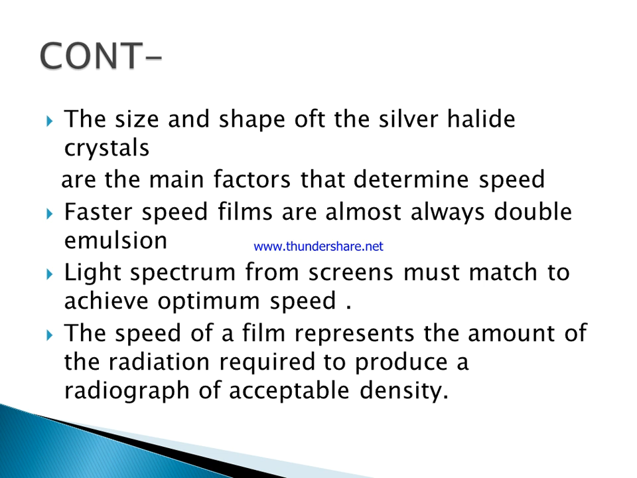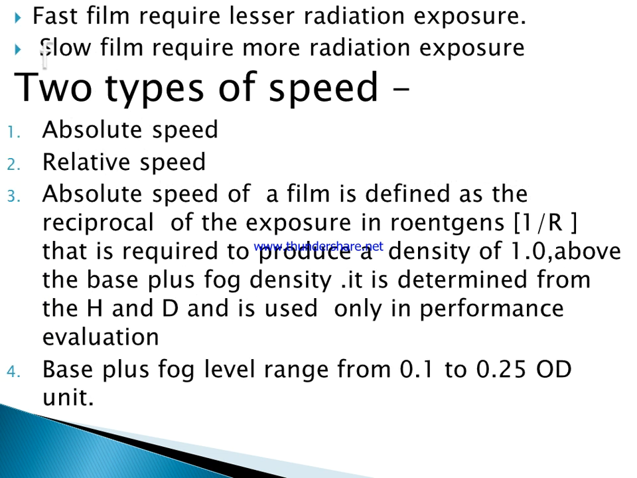Speed of the film represents the amount of radiation required to produce a radiograph of acceptable density. If a film has a fast speed, then it requires less radiation exposure. If a film has a slow speed, then it requires more radiation exposure. Two types of film speed are used. First is absolute and second is relative.